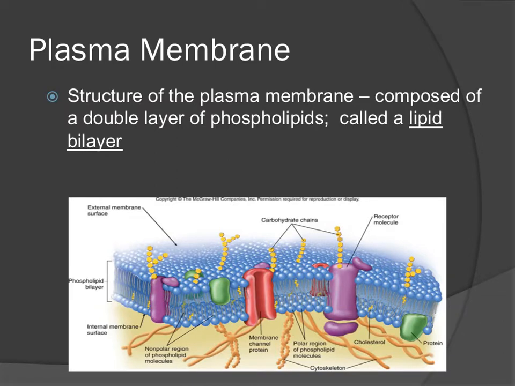The structure of the plasma membrane is composed of a double layer of phospholipids, also called a lipid bilayer. So that means two layers. So again, it's the outermost covering of the cell, and it is very protective of what's inside of our cell. And that's good because that's going to help us maintain homeostasis of our cell, because it is this double layer of phospholipids, and it is protecting what is entering or leaving the cell.